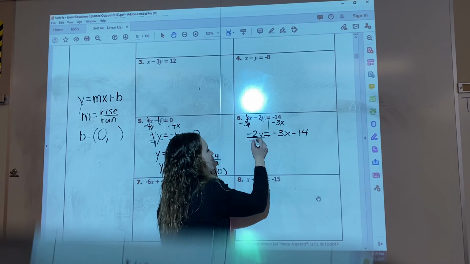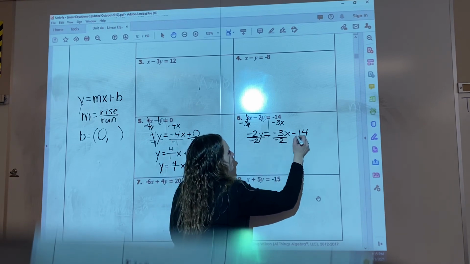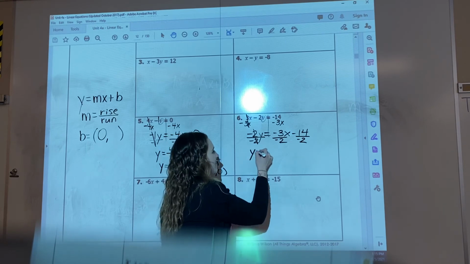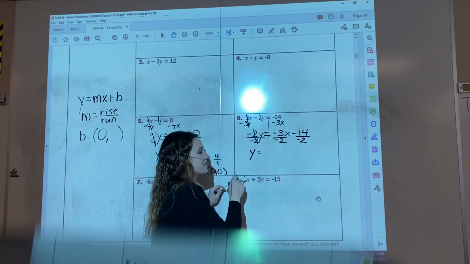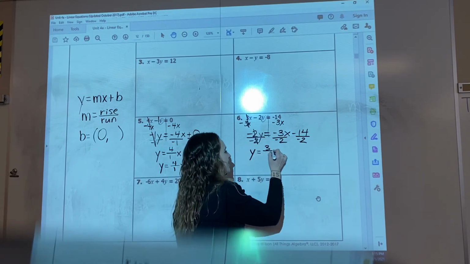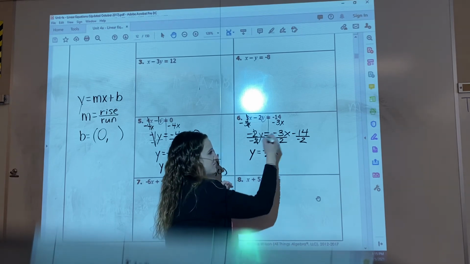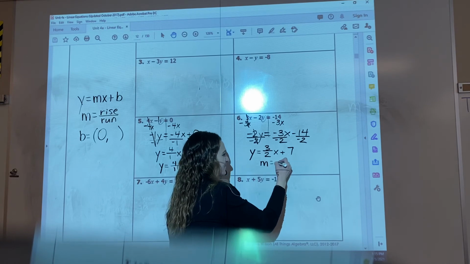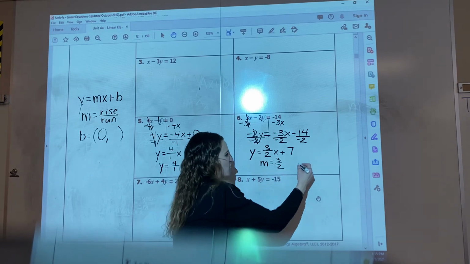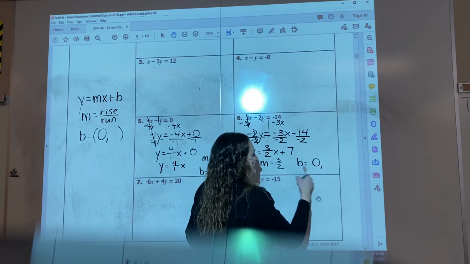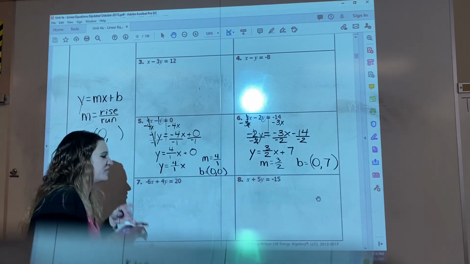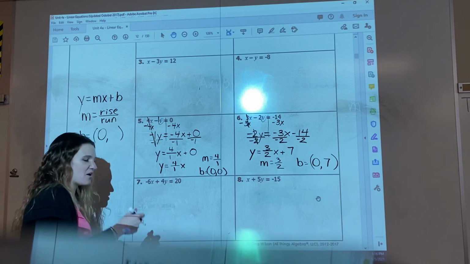Last, I need to divide by -2. These cancel out. I get y equals a negative divided by negative is a positive 3/2x, and then that gives me a positive 7. Slope of that line is 3/2, and my y-intercept is 0, positive 7. Hopefully you're catching on. Let's keep going.